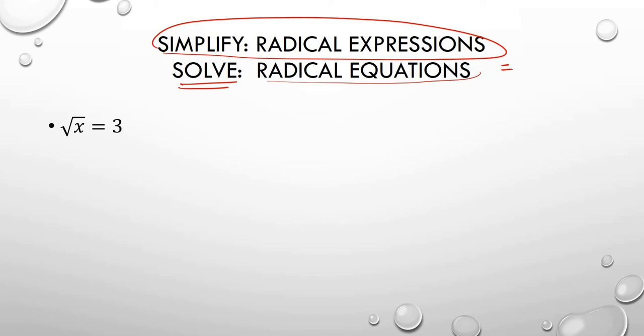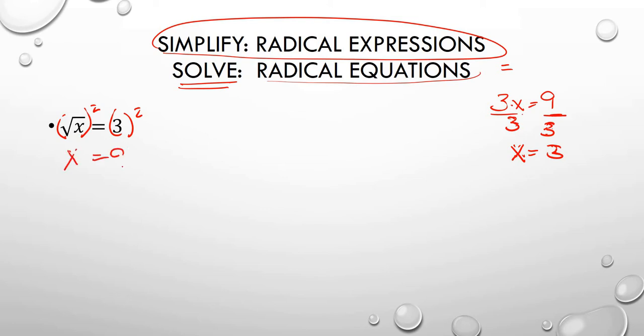Here's a very simple radical equation. Now, when you have 3 times x equals 9, this is a multiplication problem, and you use division to solve it. Right? So we divide both sides by 3, and we get x equals 3. When you have a square root equation, you're going to square both sides. So the square root of x squared is x. And 3 squared is 9, so my solution is 9.